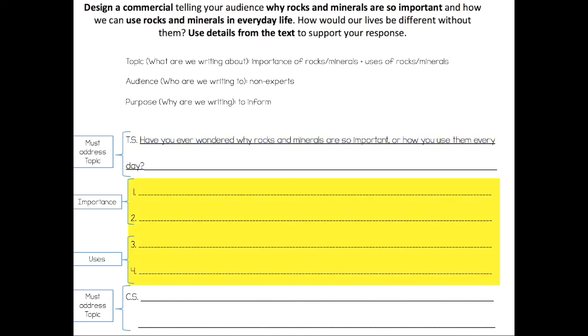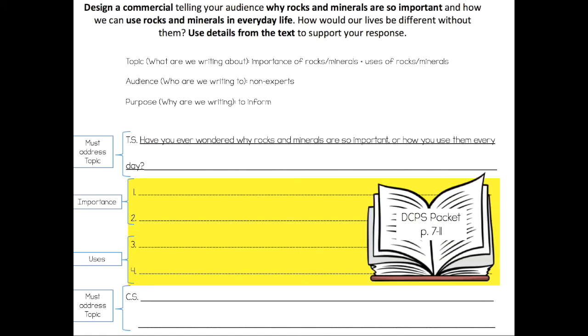Now, for our details. Our details are, of course, going to come from our text. We need to make sure we're using textual evidence to talk about both the importance and the uses of rocks and minerals. As a reminder, our text for this week you can find in the DCPS packet on pages 7 through 11. You can refer to my read aloud of the text, as well as the wonderful activities you did with this text on days 1, 2, and 3 of this week in order to gather this information.